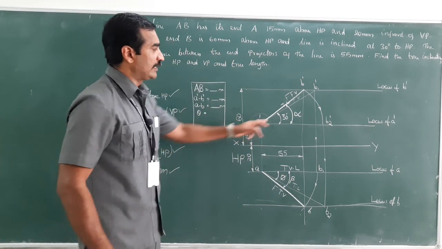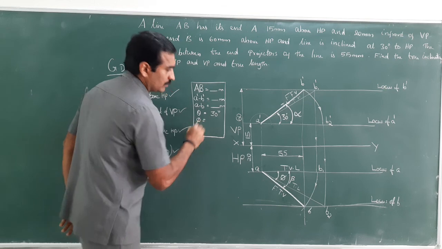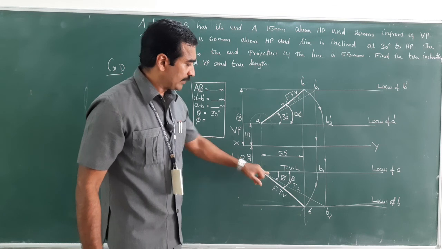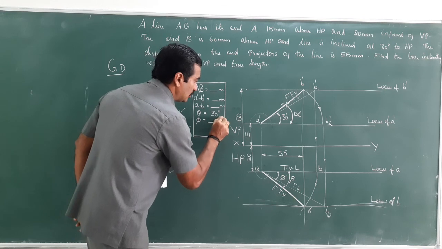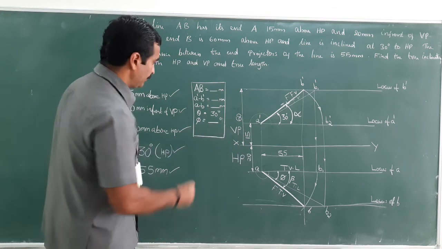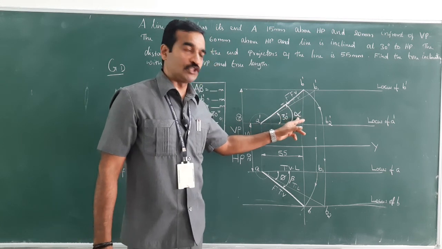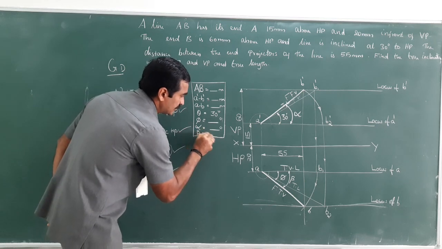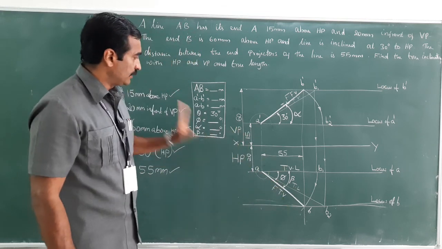Theta is already given in the question, 30 degrees. Then phi. You keep the protractor in this manner, and with the horizontal you measure it, and whatever degree you get, you mention it. The unit should be in degrees. The inclination or angle is represented in degrees. Next, alpha, which is the apparent angle of HP in degrees. Next, beta, which is the apparent angle of VP in degrees.